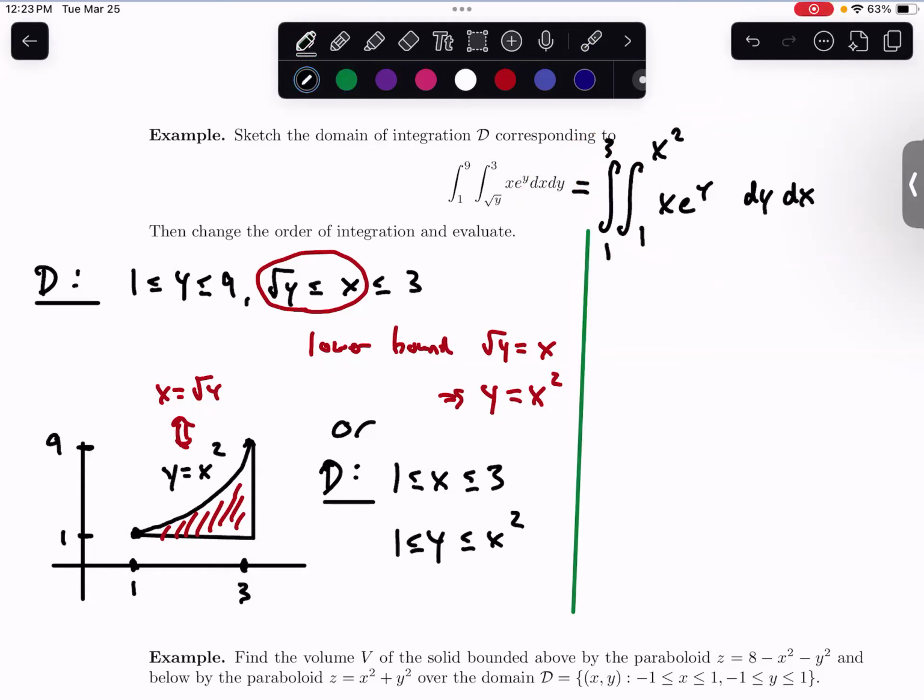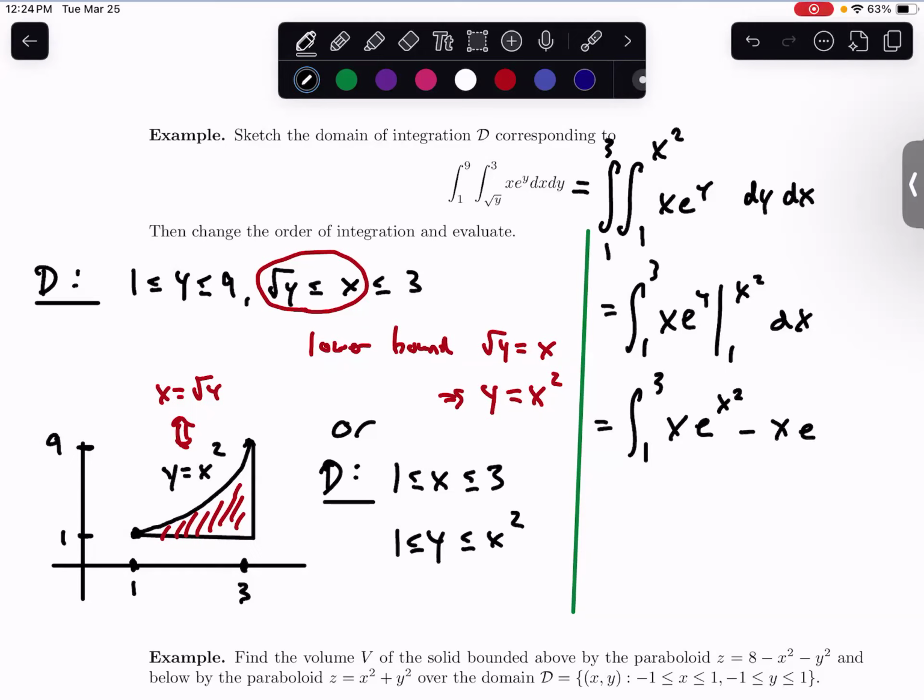Right, so if you wanted to compute this integral, the first integral with respect to y, the integral from 1 to 3 of x times e to the y, going from 1 to x squared, dx. So you have to use substitution, but it's not too bad. This will be e to the x squared, and then minus just x times e, like we have here.